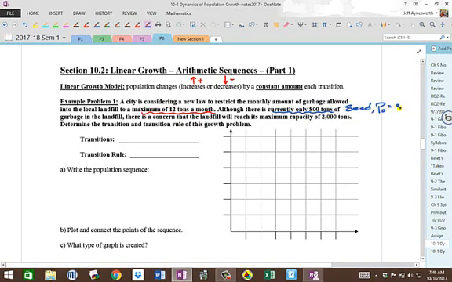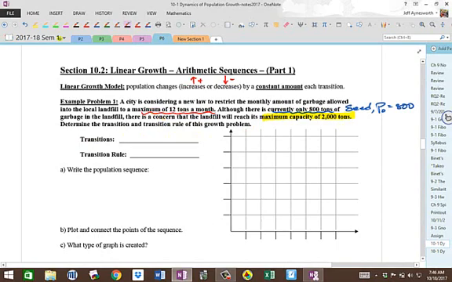That's 800. So we start off with 800 tons of garbage in the landfill, and there is a concern that the landfill will reach maximum capacity of 2,000 tons. So that is important too. Maximum capacity, 2,000 tons. Determine the transition and the transition rule for the growth problem.